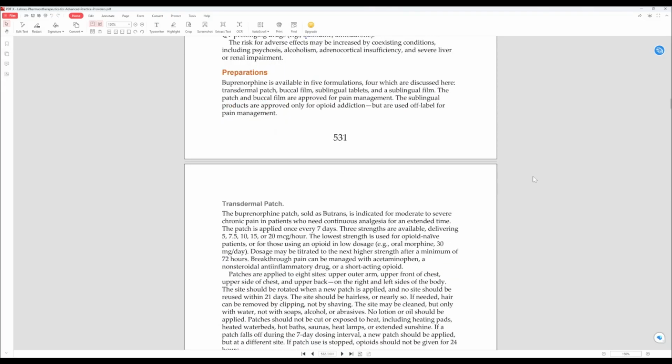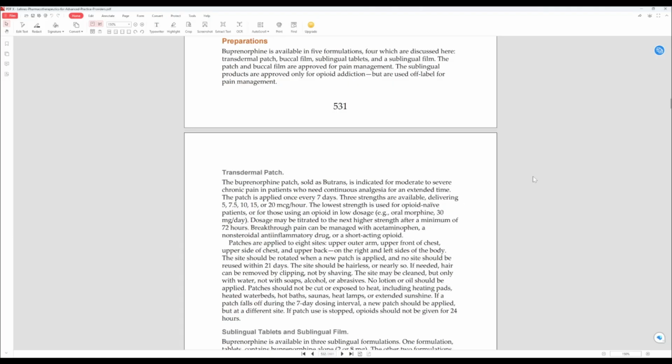It's prepared in 5 formulas, 4 of which are discussed here: a transdermal patch, a buccal film, a sublingual tablet, and a sublingual film. The patch and buccal film are approved for pain management. The sublingual products are approved only for opioid addiction, but are used off-label for pain management.